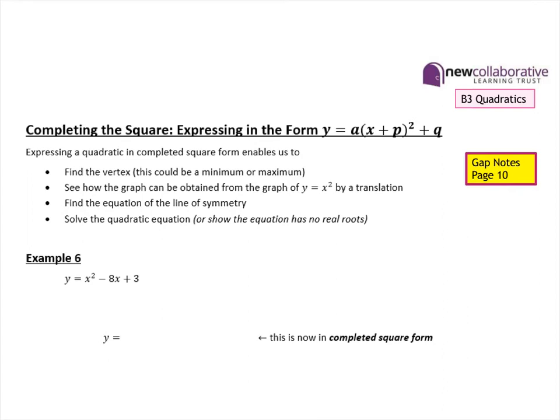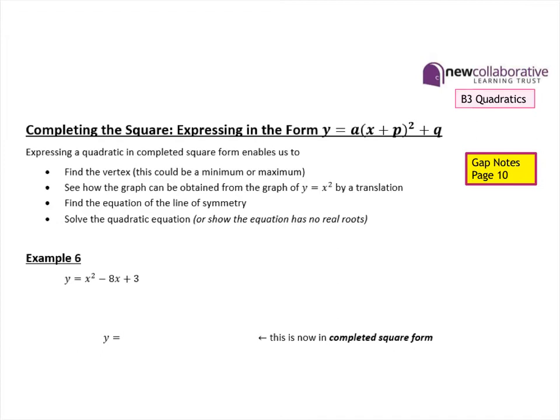In this video, we're going to look at completing the square for a quadratic function, and that means expressing the quadratic function in the form a multiplied by x plus p squared plus q. And expressing a quadratic in a completed square form enables us to do some more things. For example, it's much easier to find the vertex, which could be the maximum or minimum point of the graph.